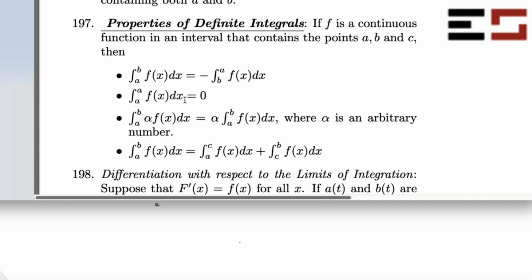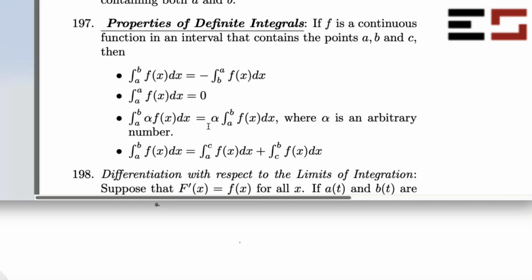What about the second one? That's also obvious, right? You can use the area interpretation, otherwise you can use the definition. What is the integral of a to a f(x) dx? It is capital F of a minus capital F of a, which is 0. Right? What about the third one?